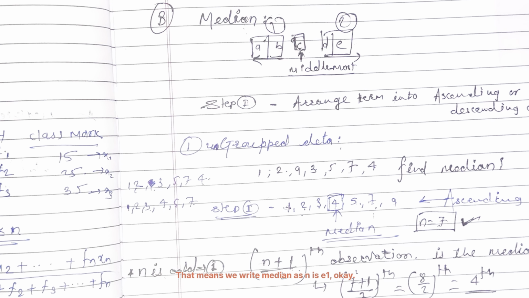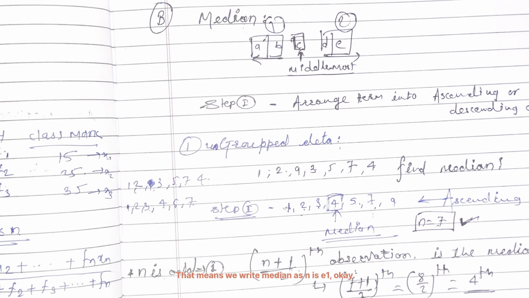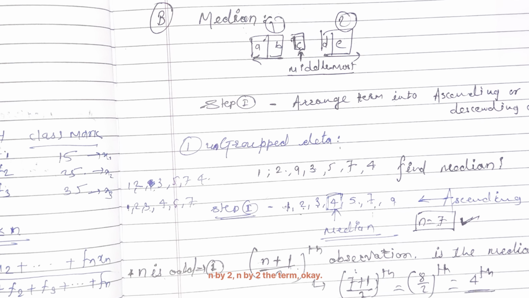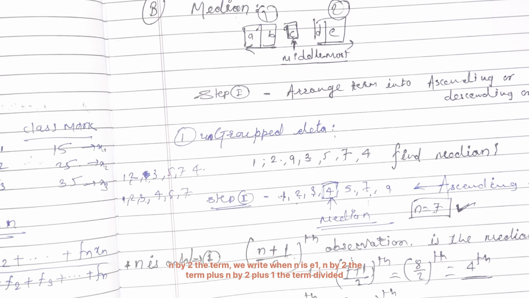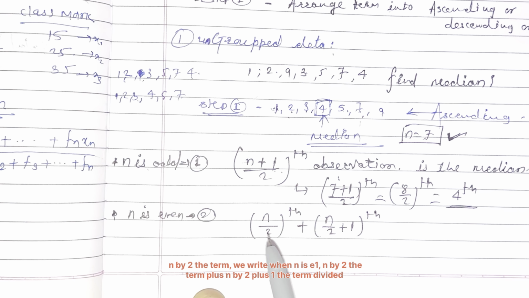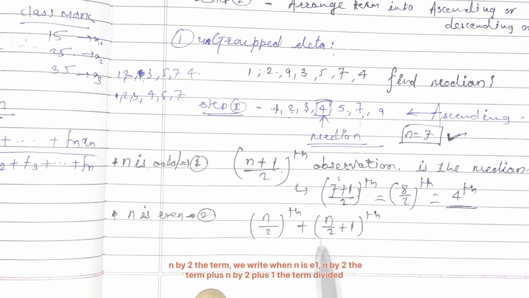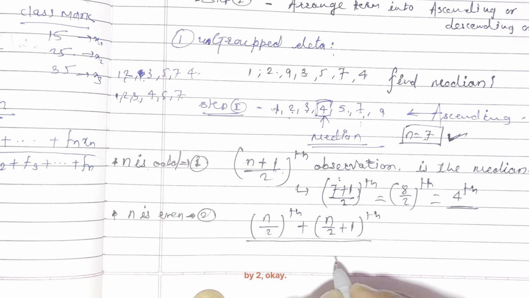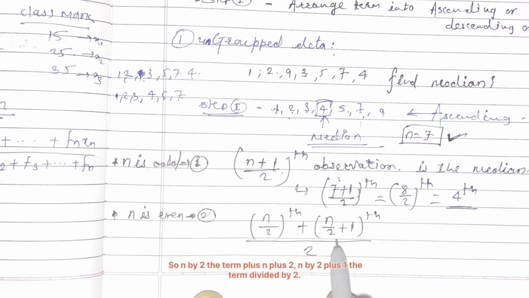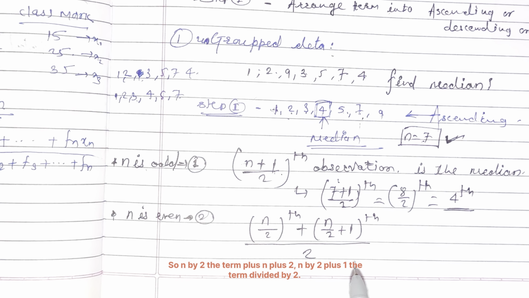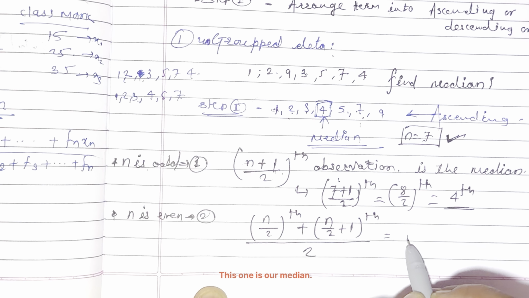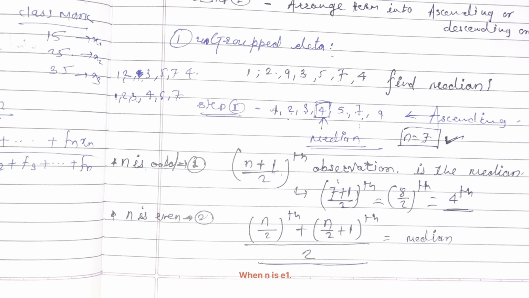That means we write the median, when n is even, as the (n by 2)th term plus the (n by 2 plus 1)th term, divided by 2. This one is our median when n is even.